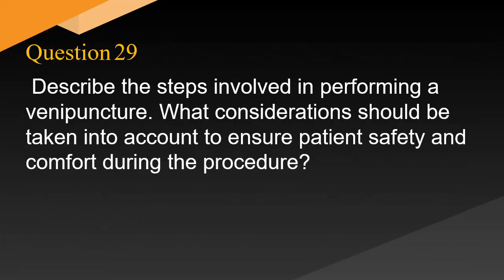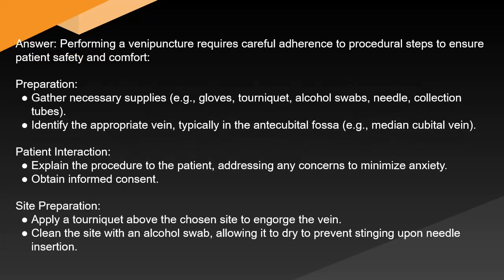Describe the steps involved in performing a venipuncture. What considerations should be taken into account to ensure patient safety and comfort during the procedure? Answer: performing a venipuncture requires careful adherence to procedural steps to ensure patient safety and comfort. Preparation: gather necessary supplies, e.g., gloves, tourniquet, alcohol swabs, needle, collection tubes. Identify the appropriate vein, typically in the antecubital fossa, e.g., median cubital vein. Patient interaction: explain the procedure to the patient, addressing any concerns to minimize anxiety.